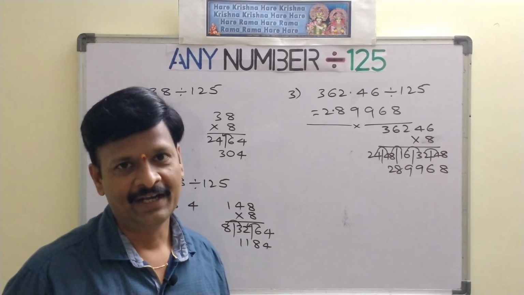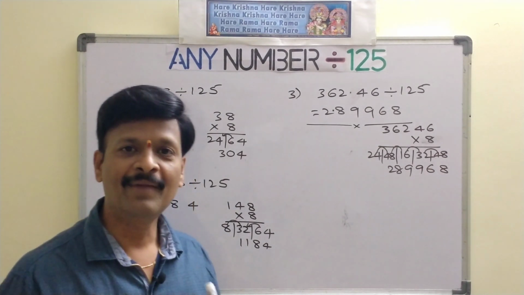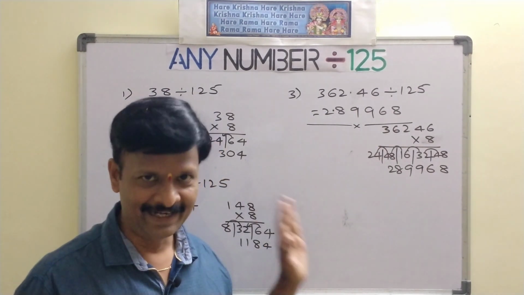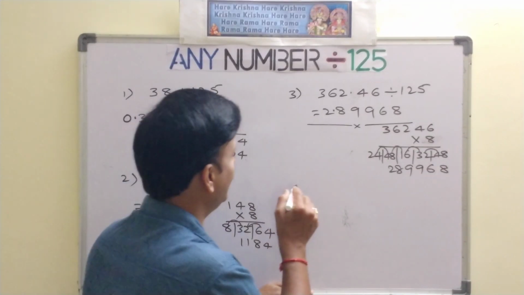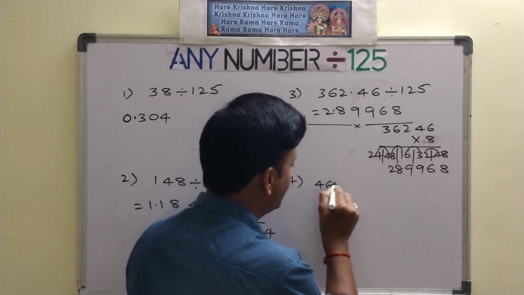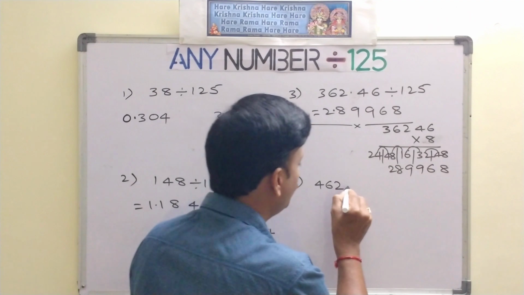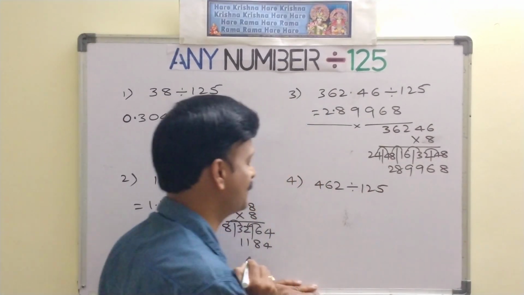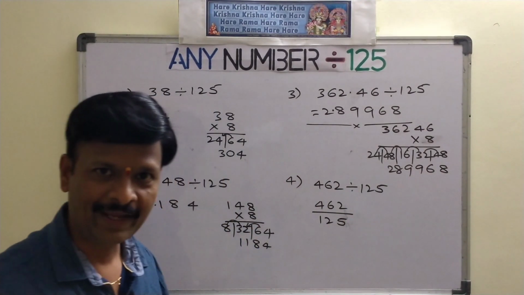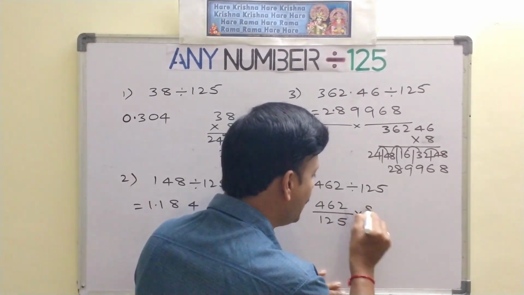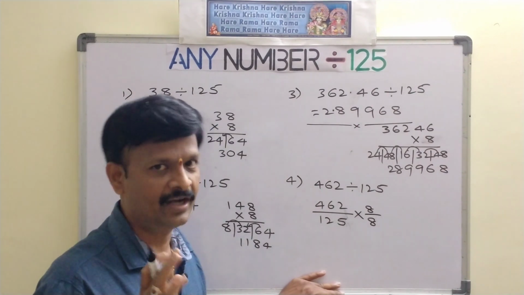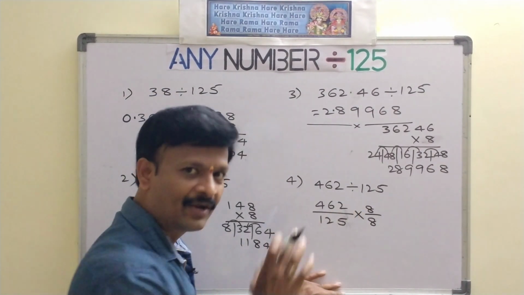Sir, every time why are we multiplying by 8 and why are we taking the decimal point after 3 digits? That is because, let's consider one more example. Suppose you want to divide 462 by 125. How do we write this? 462 by 125. Suppose you multiply and divide by 8; any fraction can be multiplied and divided by a constant, and the fraction value remains the same.